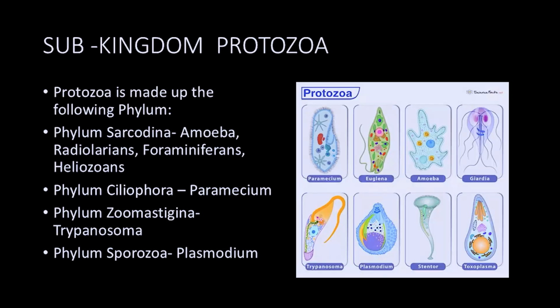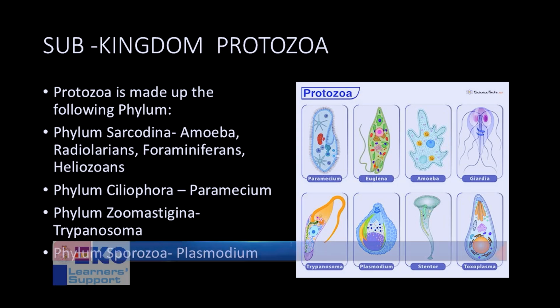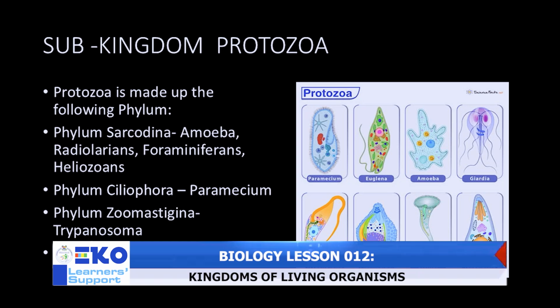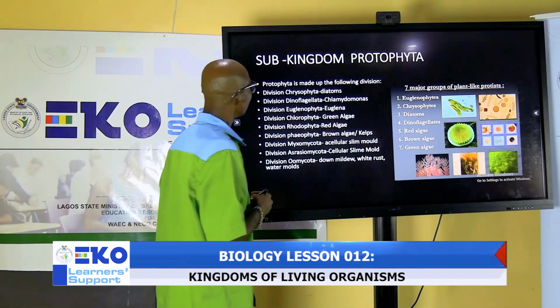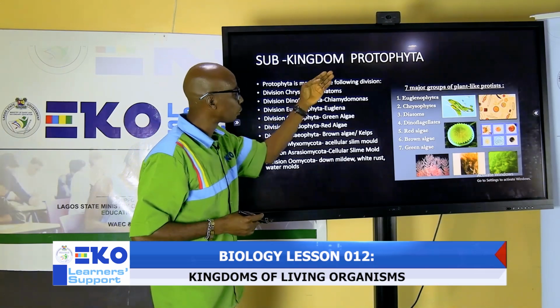These are some of their pictures. You can see the paramecium, you can see Euglena, you can see amoeba, you can see Trypanosoma, you can see Plasmodium. The next subgroup is the protophyta.